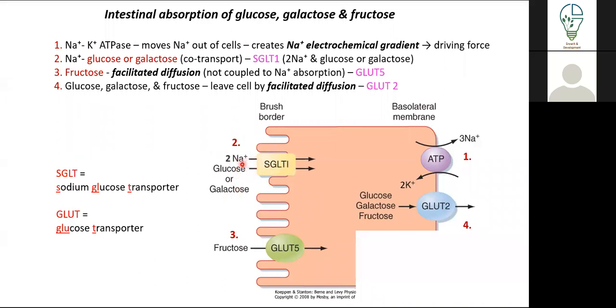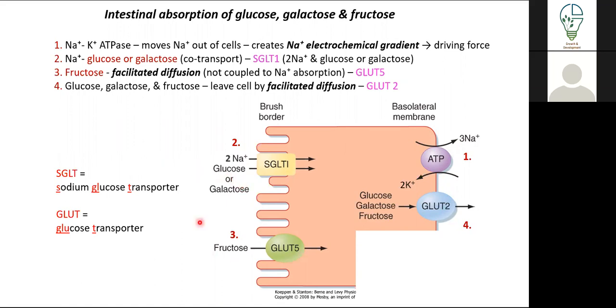Why does the sodium enter the cell? Because we have very low concentrations inside of the cell. Why do we have very low concentrations inside of the cell? Because the sodium potassium pump is kicking the sodium out of the cell. Cool? Great. The fructose, on the other hand, just enters through GLUT5. GLUT5 is just facilitated transport. It's just a gate that fits for fructose.